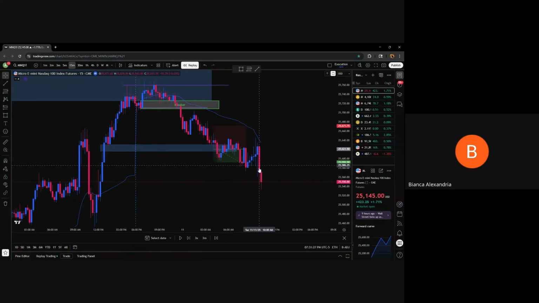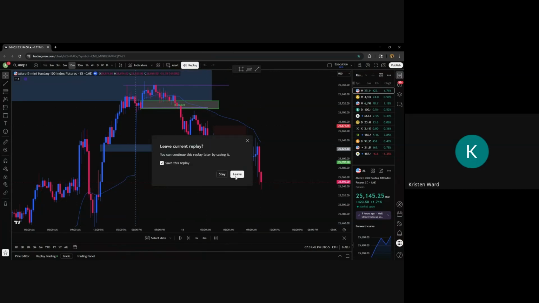Oh no. Not only did I speed this up, but the price won't be moving that fast. These are 15-minute closures, and it would not be moving quite that quickly. I was only doing that for time. Let me stop the replay.